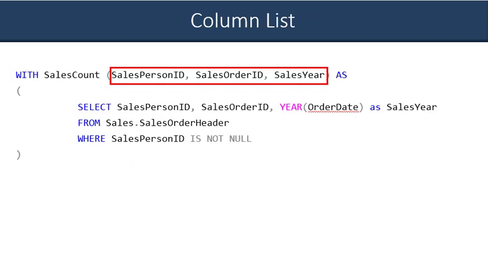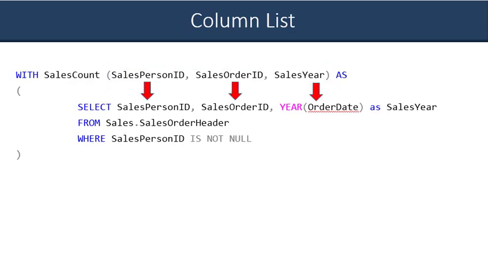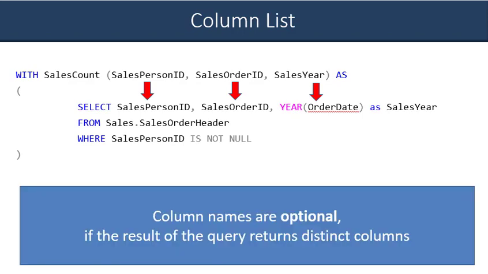The column names must be distinct. The number of columns must be equal to the number of columns returned by the query. Here in this example, 3 column names are specified because the result produced by the query contains 3 columns. Each column name maps to a column returned by the query. This is one-to-one mapping. The column list is optional if the query returns distinct columns.